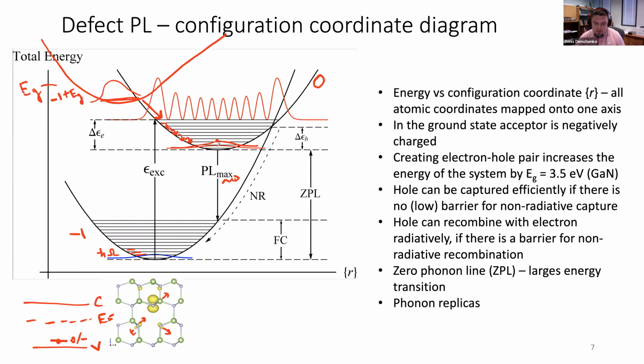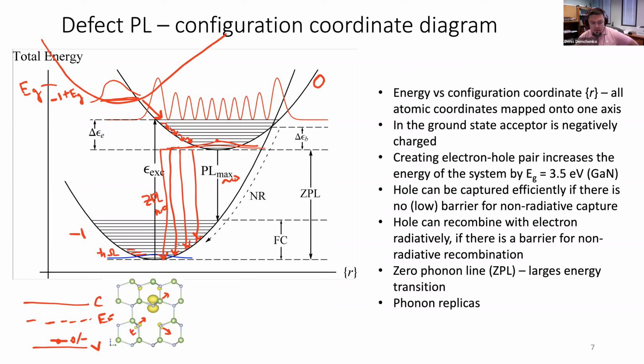is right here, so this is where most of the photons will be emitted, but there is some probability over here, so some will be emitted right here, some will be emitted right here, and so forth and so on. I have all of these possibilities. The largest energy transition is called the zero phonon line, ZPL. That's the transition from the vibronic ground state of the neutral state to the vibronic ground state of the -1 state. So that's n equals 0 to n equals 0.